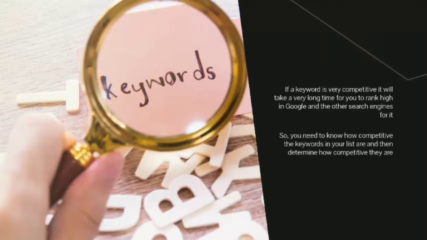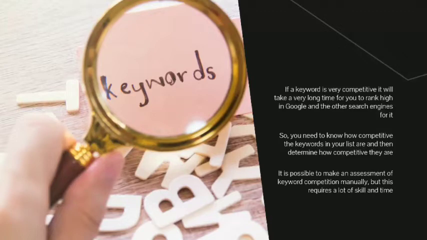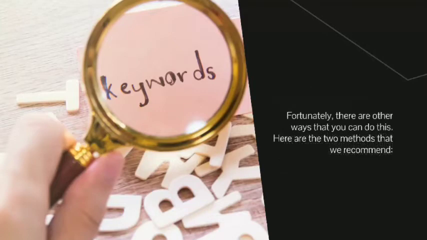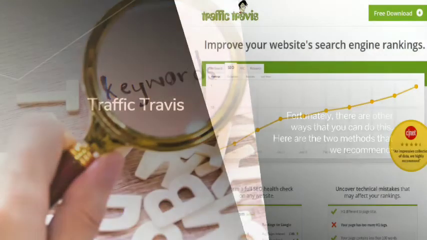So, you need to know how competitive the keywords in your list are. Please note that this is not the same as the competition column in the Google Keyword Planner. This is the ads competition and will not be of any use to you. It is possible to make an assessment of keyword competition manually, but this requires a lot of skill and time. Fortunately, there are other ways you can do this. Here are the two methods that we recommend.